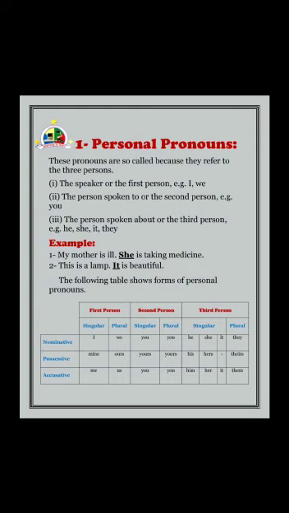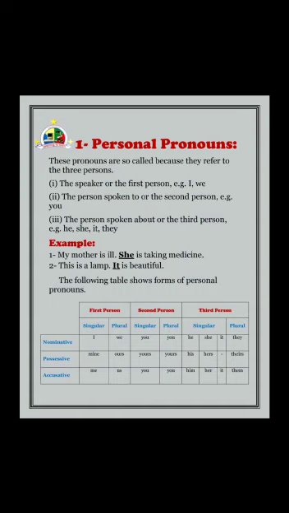Personal pronouns have the same gender and number as the noun they represent. For example, you can see, my mother is ill, she is taking medicine. Here, instead of my mother, we are using she. The pronoun it is used to refer to lifeless things or to animals. The second example represents it. This is a lamp. It is beautiful. Here, lamp is a lifeless thing and we are using it instead of lamp.